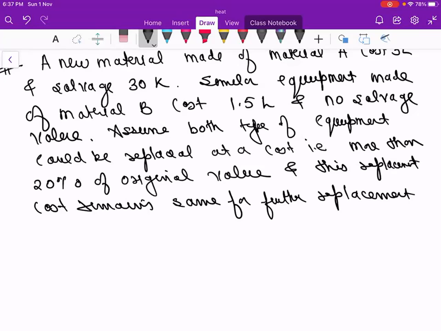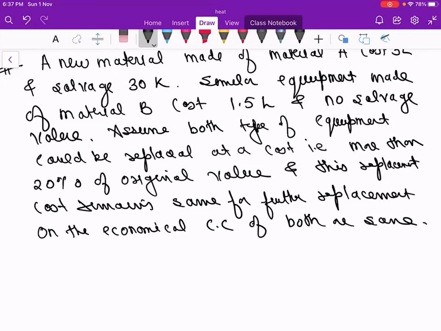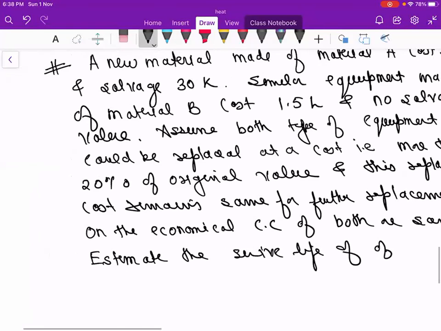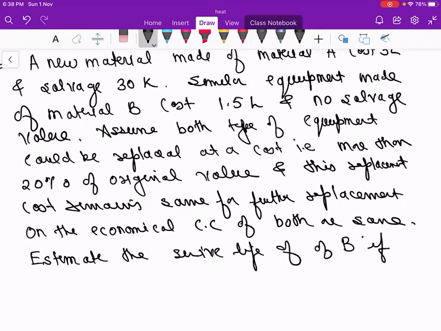On the economical basis, if the capitalized cost of both are the same, estimate the service life of B if n equals 10 for A. Rate of interest 0.15 yearly. Okay, solve this.